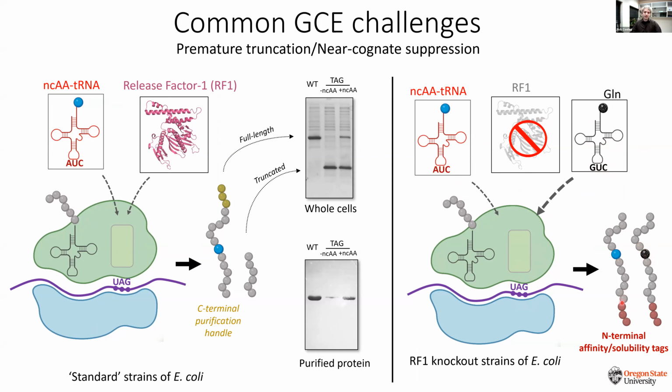And so instead of getting a mixture of full-length and truncated peptide, we can get a mixture of full-length protein with our non-canonical amino acid and full-length protein with natural amino acids, which is of course not what we want in genetic code expansion. And so we wanted to develop a release factor 1 deficient cell line that was compatible with phosphoserine incorporation, where we didn't get truncated protein and also didn't get notable amounts of near-cognate suppression.